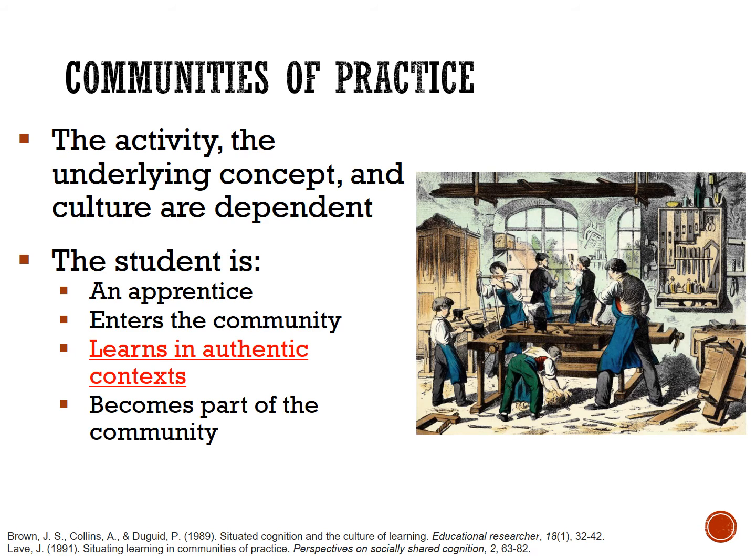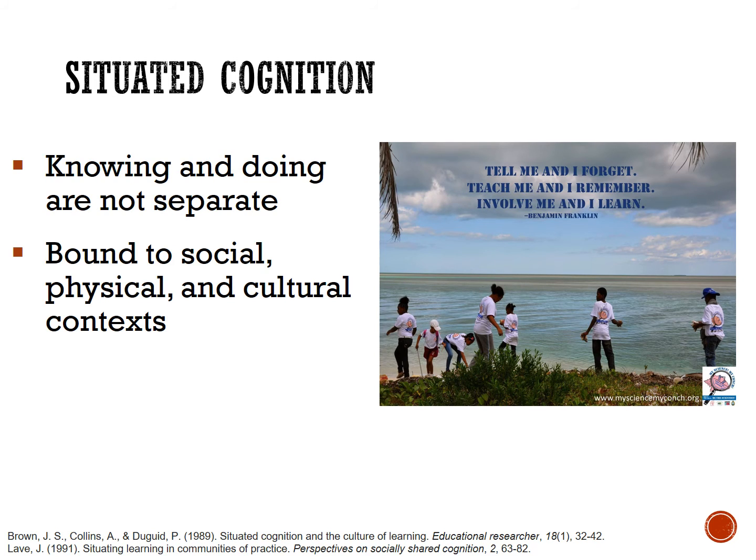Authentic activity is important for learners because it is the only way they gain access to the standpoint that enables practitioners to act meaningfully and purposefully. Situated cognition posits that knowing and doing are not separate, and that knowledge is situated in authentic activities bound to social, physical, and cultural contexts.